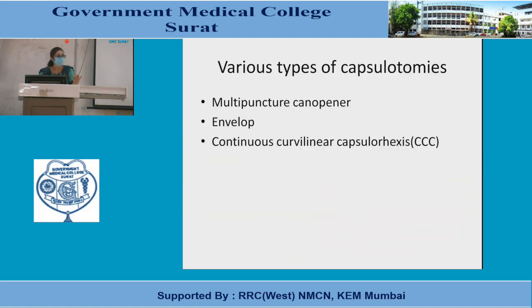The other important step is the capsulotomy. Capsulotomy means when you are doing an extracapsular surgery, you are making an opening into the anterior surface of the capsule. What type of opening you are creating? When you are putting multiple nicks and making an opening, it is called multipuncture. When you are just making a flap that opens like an envelope, it is called envelope capsulotomy. And the other one, which is the prerequisite for phacoemulsification or a laser assisted cataract surgery, is continuous curvilinear capsulorhexis.